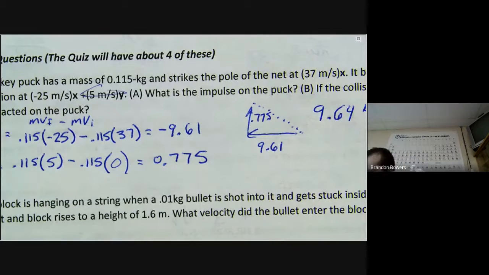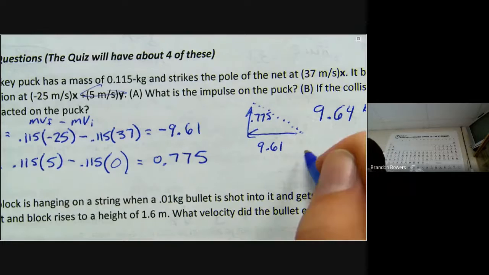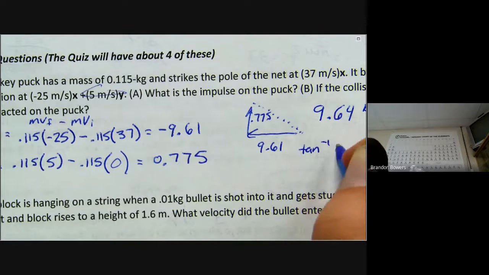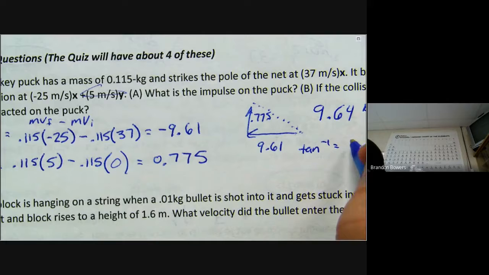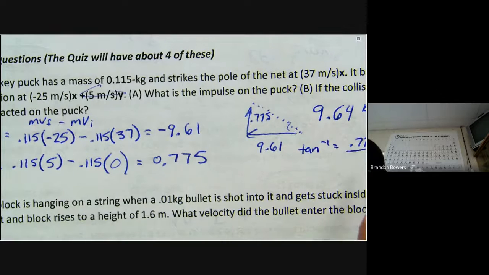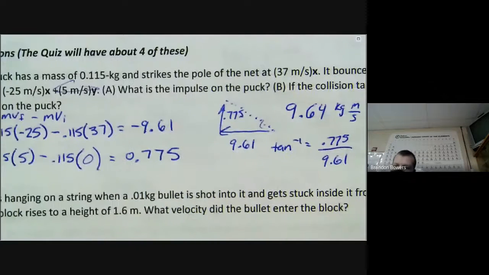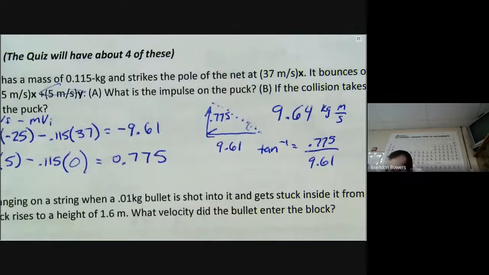Okay. To find the angle, use inverse tangent. Right, inverse tangent of opposite over adjacent, 0.61. What do you guys get for that? 45. So remember, that's 45.